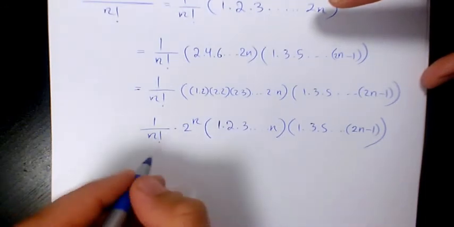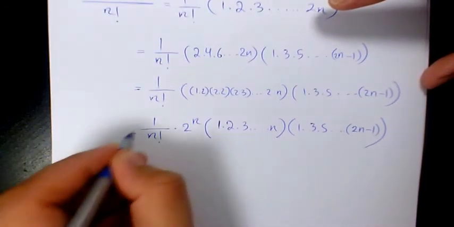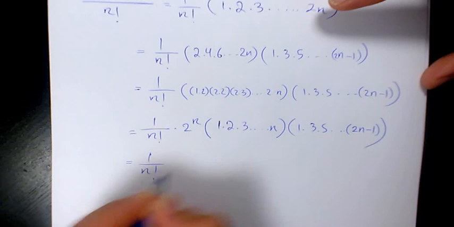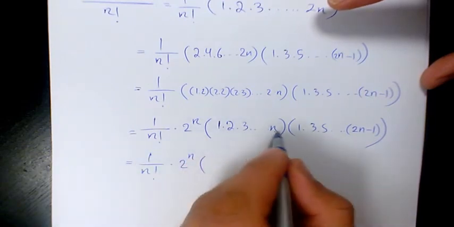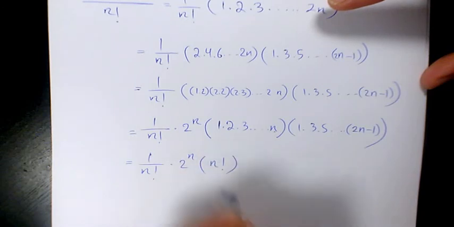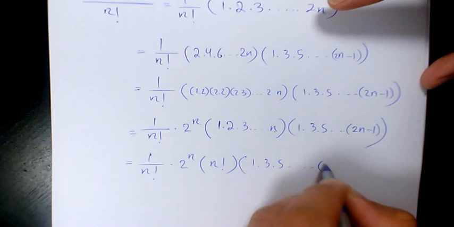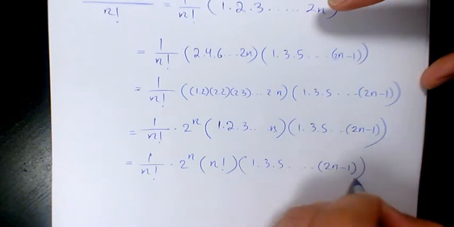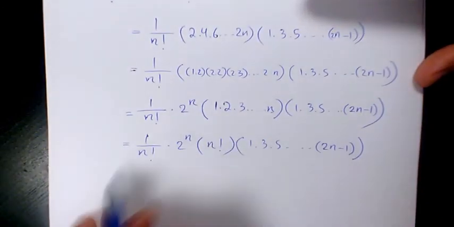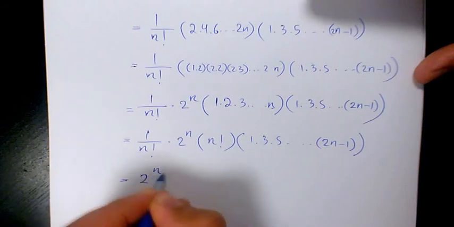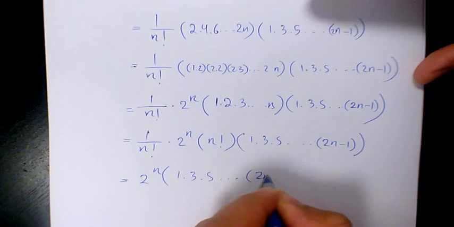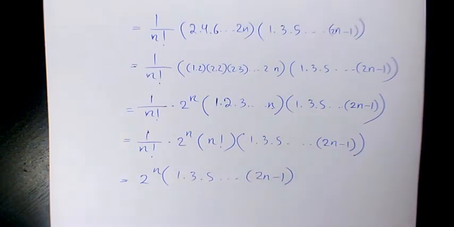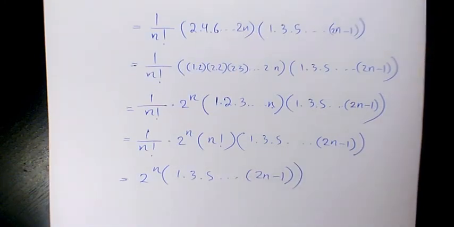So you have 1 over n factorial times 2 to the power of n times 1 times 2 times 3 all the way to n, which is n factorial. And here we have 1 times 3 times 5 all the way to (2n minus 1). So these two cancel out, and we're going to have 2 to the power of n times 1 times 3 times 5 all the way to (2n minus 1). So you can also simplify it like this.